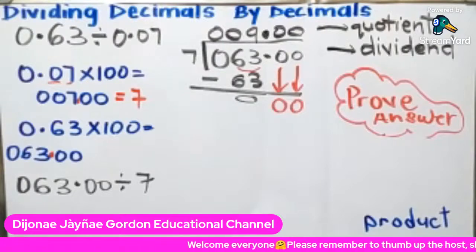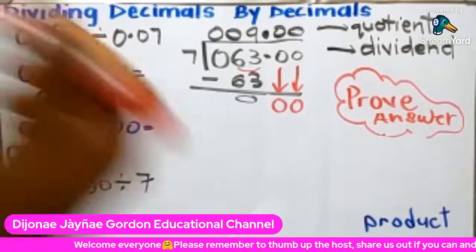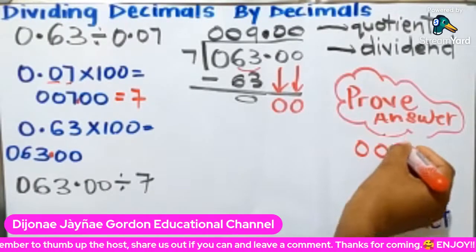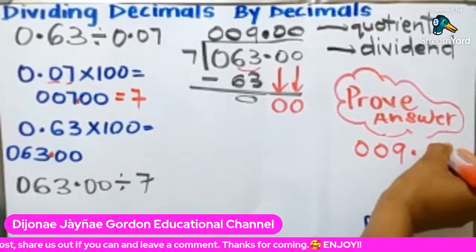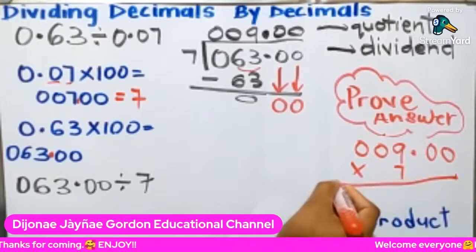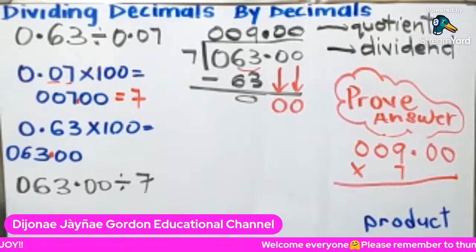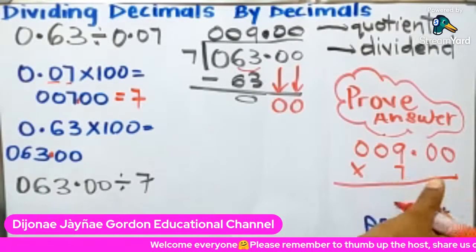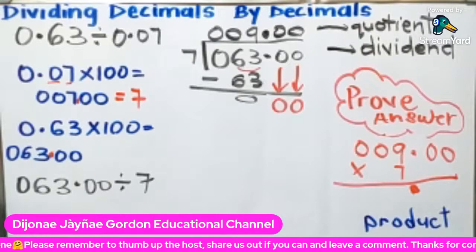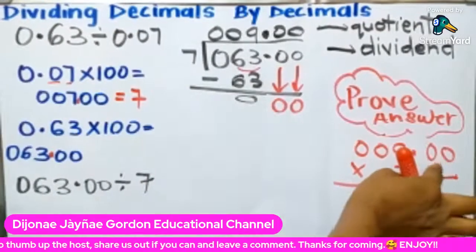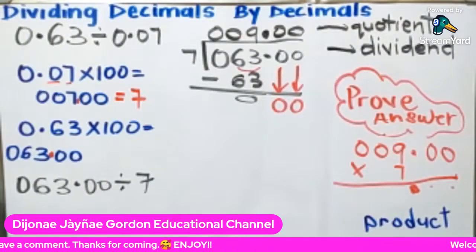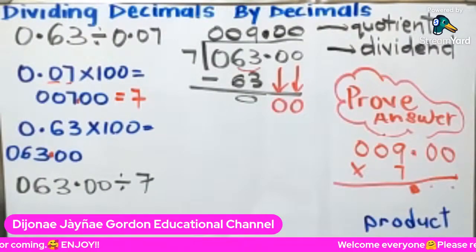Let's go ahead and prove. All right, so let's work it. I'm going to prove it right here. So I'm going to take 009.00 and multiply by 7. Go right ahead and work it. We're going to put our decimal point down, because remember we're multiplying by a decimal. The next thing is to check how many digits we have after our decimal place, which is 2. So you must make sure that only 2 digits fall in your product. And your product is your answer in a multiplication problem.